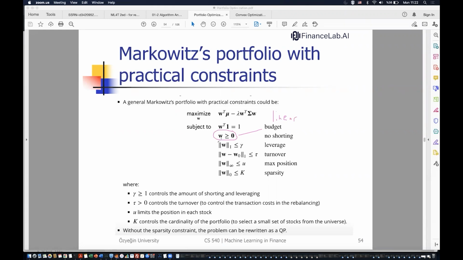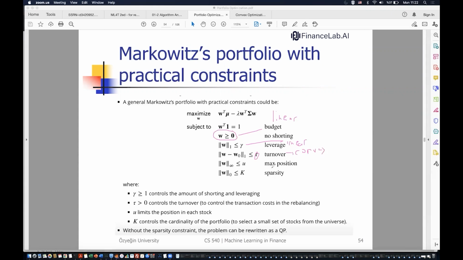And again, leverage is less than gamma. So again, we can say that this is also a linear constraint. So we don't need to add all of them. We can add a subset of them. And we can assume that we have an initial portfolio, W0, and we want to make a turnover constraint. So we want to make the buy and sell limited by some turnover value. Again, this is a convex constraint.